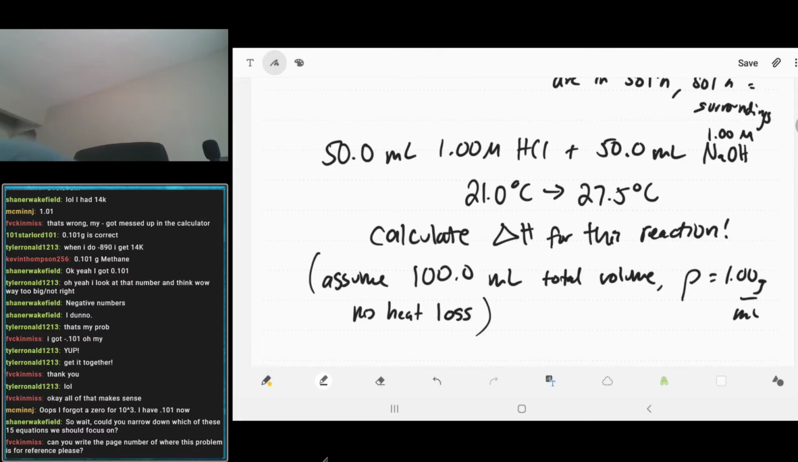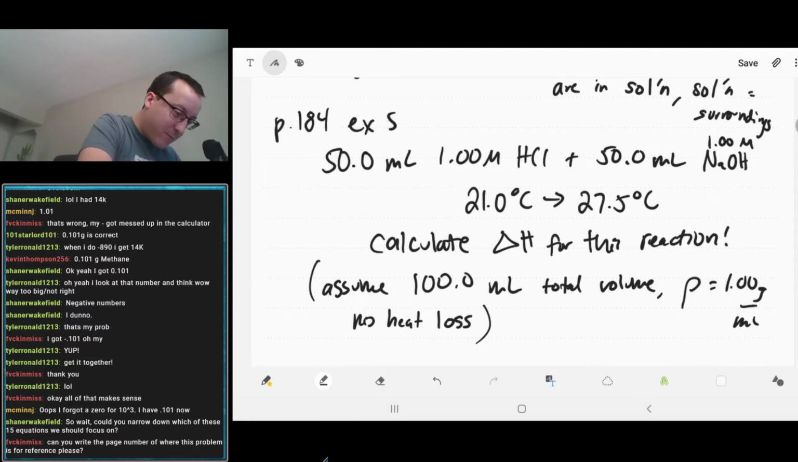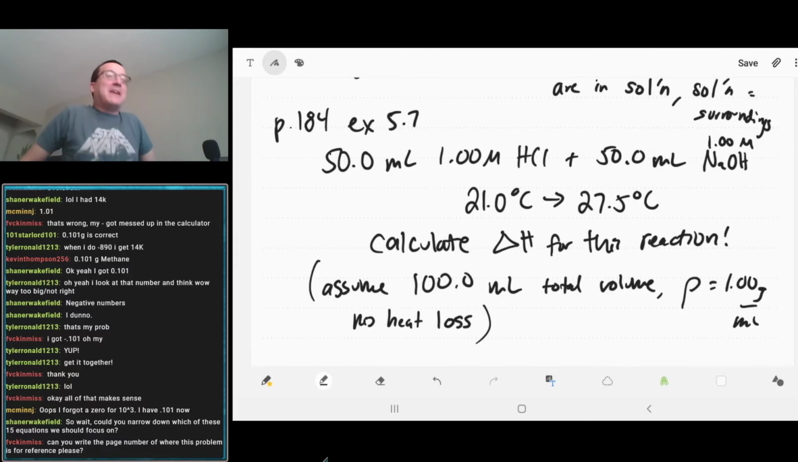Now that I've closed it, in the meantime, where did I find this problem? For me, it is on page 184. But I'm using the 13th edition, so it may be slightly different. But this is exercise 5.7 in our textbook, which is 15 equations. That one we can do at the end today.